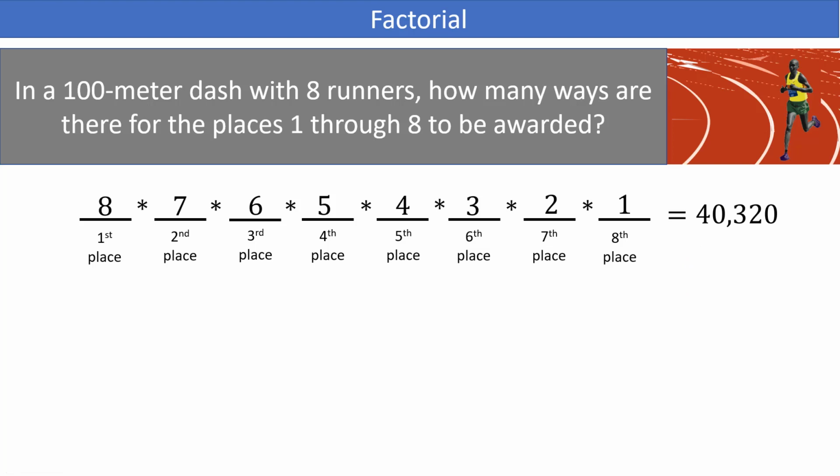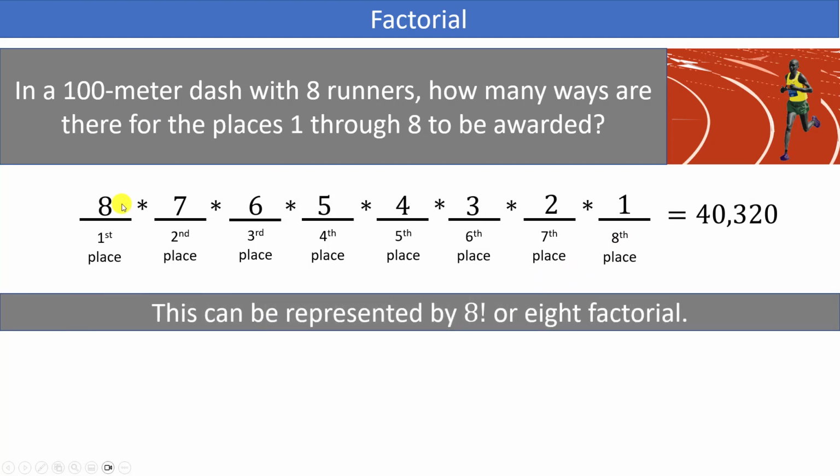Now, there's actually a special name for this type of multiplication in mathematics. If you start at some number and multiply all the whole numbers down to 1, this is what we call factorial. This whole expression could be represented by 8 factorial, or 8 with an exclamation mark after it. I will note that your calculator can also calculate this factorial, so I want to show you that now, so you don't have to type all of this into your calculator.